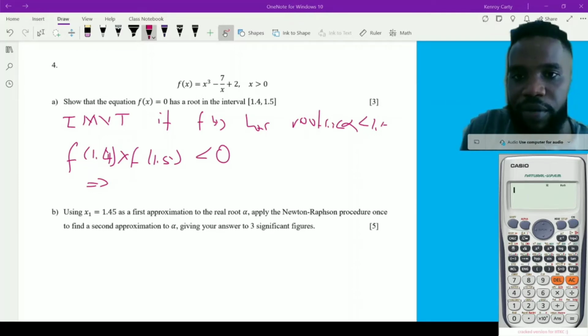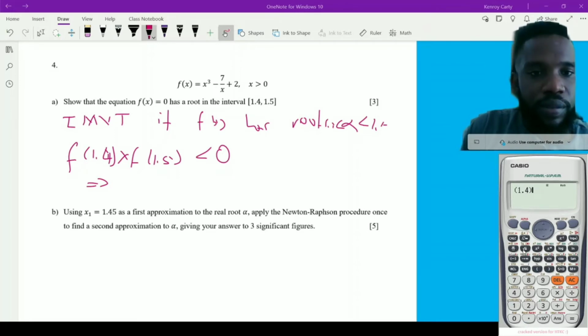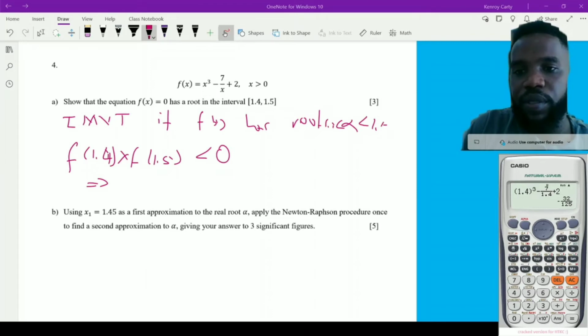Alright, so all it means is that wherever I have x, I'm going to put 1.4, right? So I'm going to have open bracket, 1.4, close bracket, cubed, minus 7, fraction bar, 1.4, then plus 2, that's negative 32 over 125. It's negative 32 over 125 times.